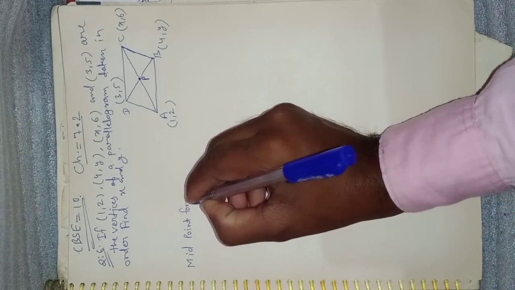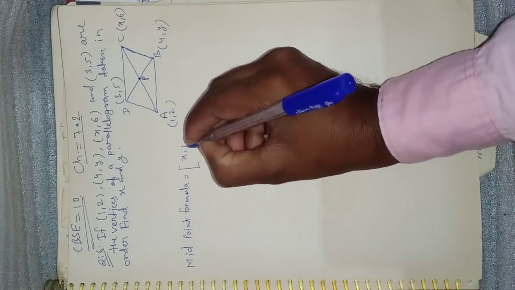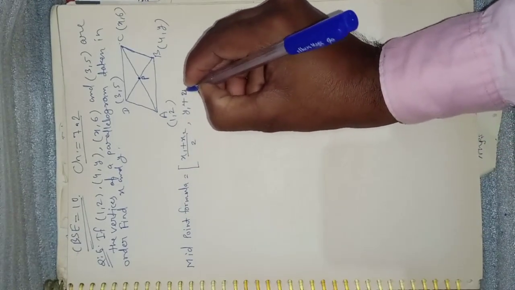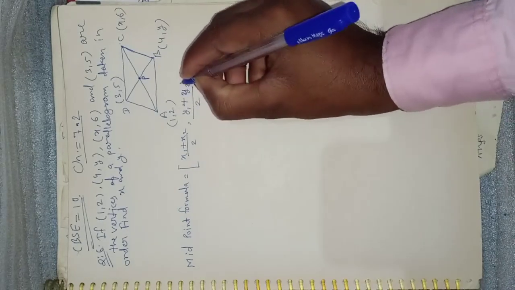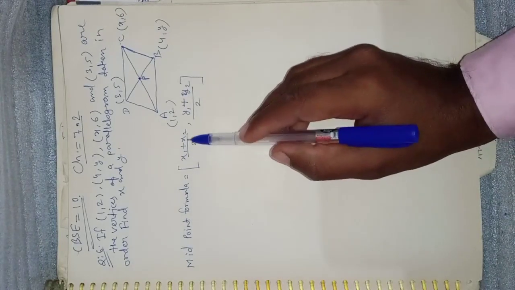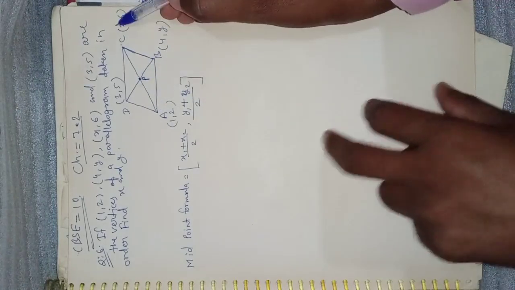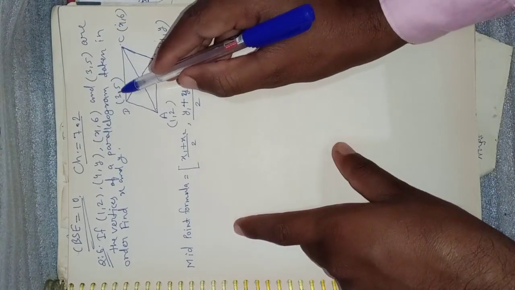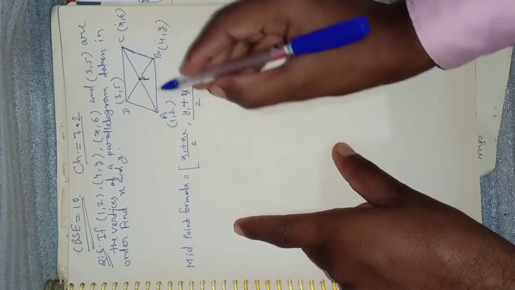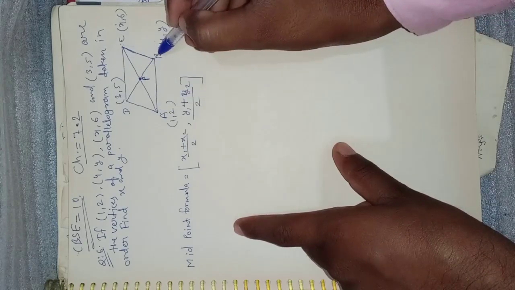Midpoint formula: (x1 plus x2 upon 2, y1 plus y2 upon 2). When we find the midpoint, P is the midpoint of AC and P is the midpoint of BD. So find the coordinates of P from AC and from BD.